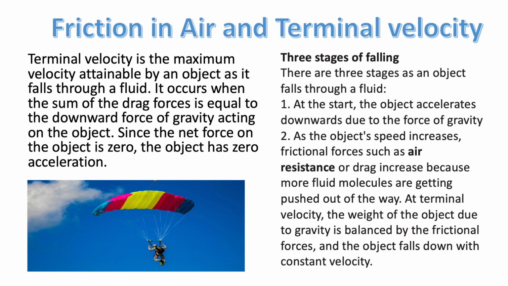There are three stages for a falling body. At the start, the object accelerates downward due to the force of gravity. As the object's speed increases, frictional forces such as air resistance or drag increase because more fluid molecules are getting pushed out of the way. At terminal velocity, the weight of the object due to gravity is balanced by the frictional forces and the object falls down with constant velocity.